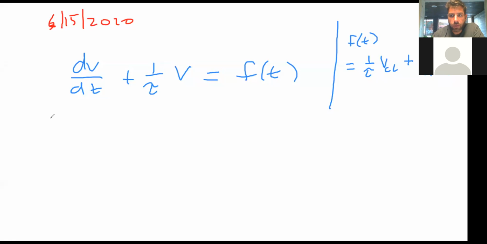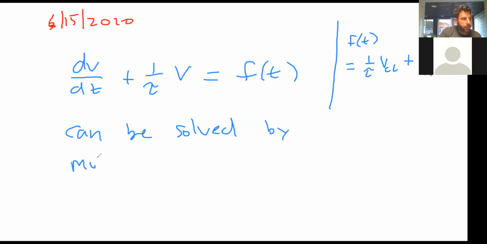This is the equation we want to solve, and we can solve this in general. Usually in math class we call it using an integrating factor, but the trick is to make the left-hand side look like a derivative, and then that makes everything work. So you're going to multiply both sides.